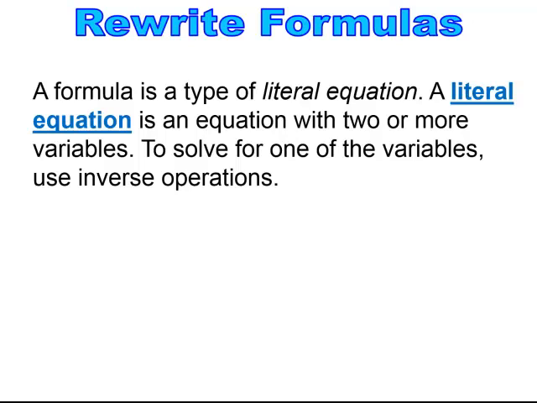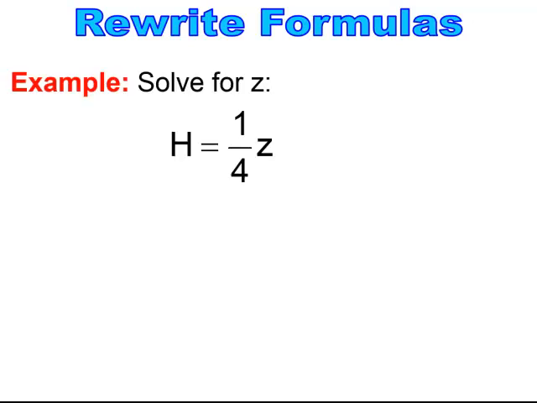Rewriting formulas. A formula is a type of literal equation, and a literal equation is an equation with two or more variables. So when you want to solve for one of the variables, you'll use inverse operations. So here's an example where we're asked to solve for z, and our formula here is capital H equals 1/4 z.